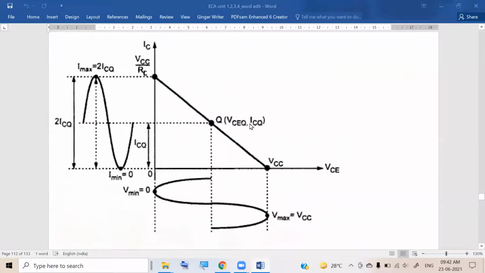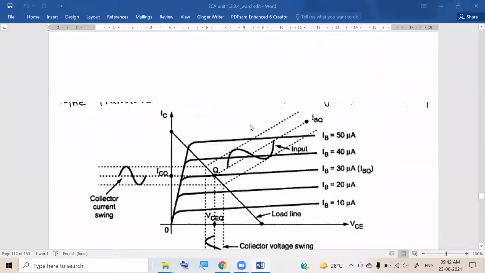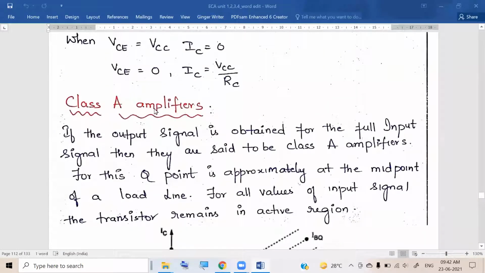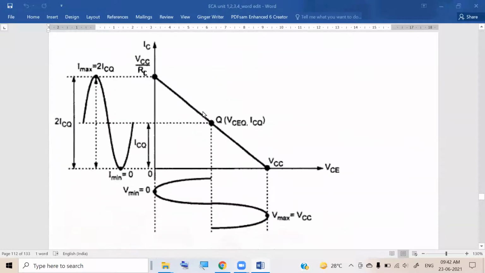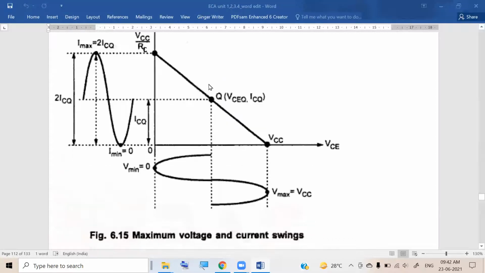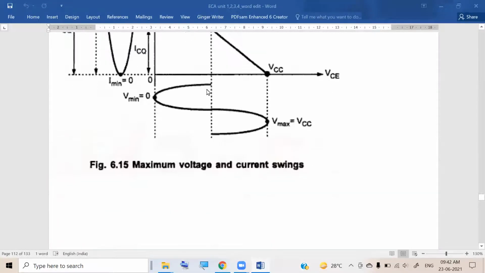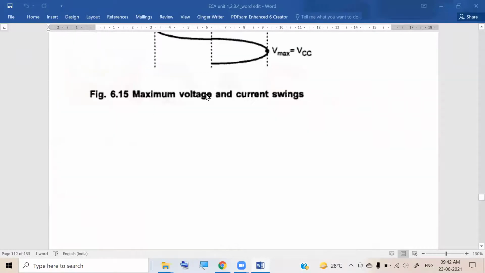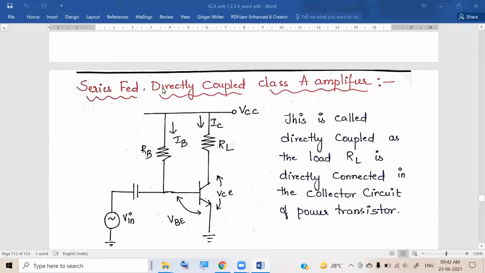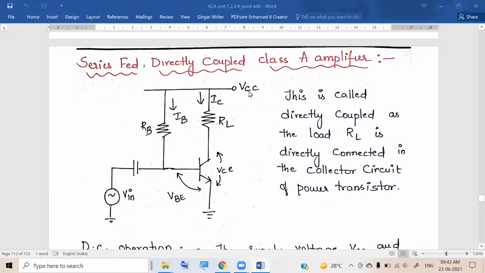Previous case, class A amplifier, series fed amplifier case, whether the DC and AC load lines are the same or different? Anybody? The DC and AC load lines for the series fed direct coupled class A amplifier are the same because we don't have a transformer.